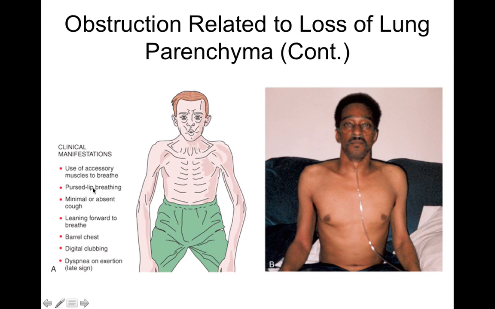Pursed lip breathing, again, because they're having difficulty ventilating, almost like they're sucking through their lips, right? Leaning forward to breathe, because apparently that helps them ventilate in some way. That barrel chest we mentioned. Digital clubbing, which we'll talk about, as well as shortness of breath, right? Because they have difficulty with ventilation, they're going to be hypoxic, and they're going to have dyspnea from that.